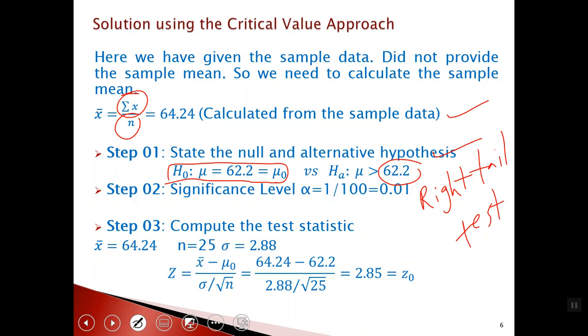Step number two, identify the significance level. They have given you 1%. 1% means 1 over 100, which means 0.01. We always use these decimal values, not percentages. So 1% means 0.01. Now you have to calculate your test statistic, Z, or let's say Z naught. How do you calculate it? You already know X bar and the number of observations you have.